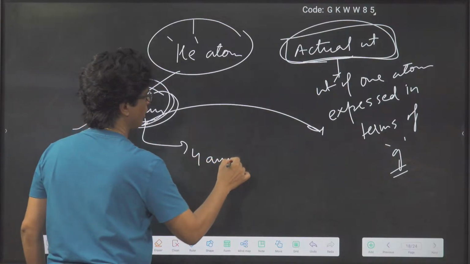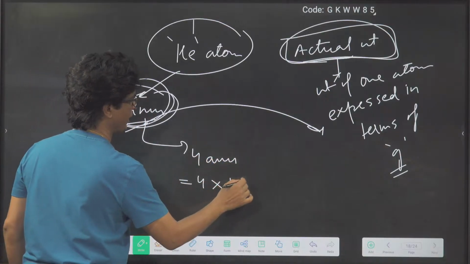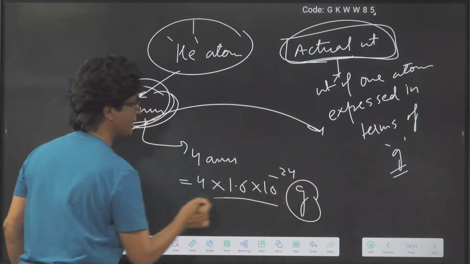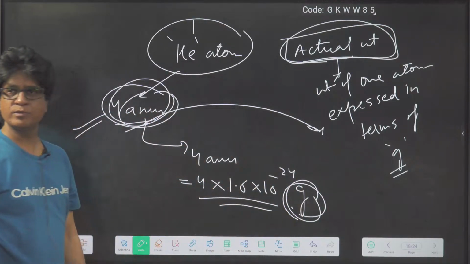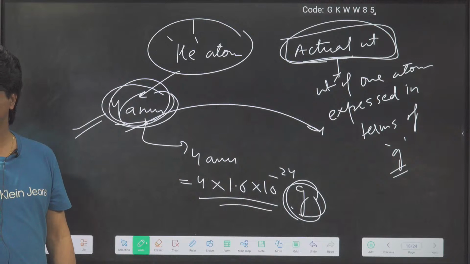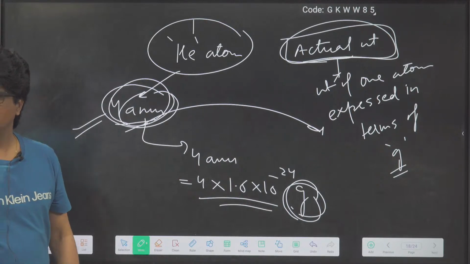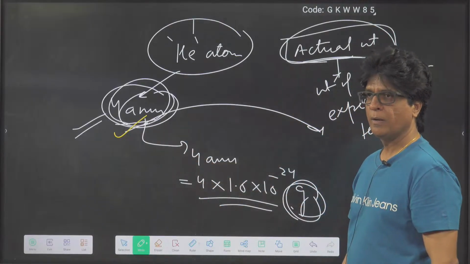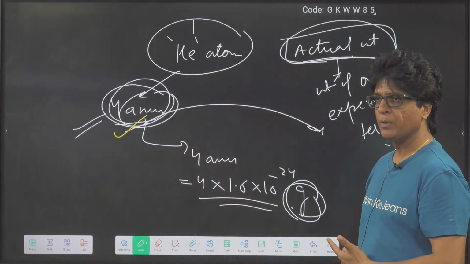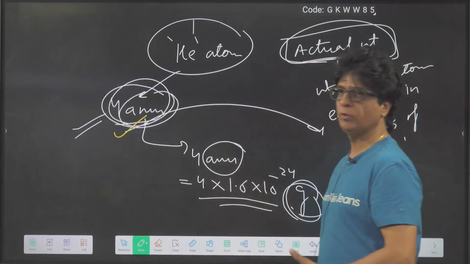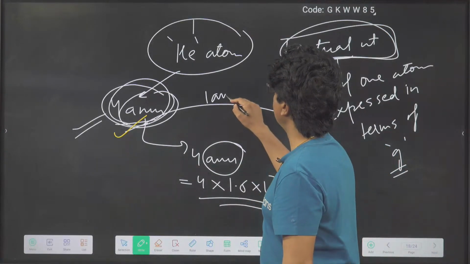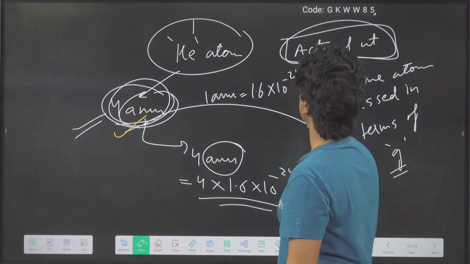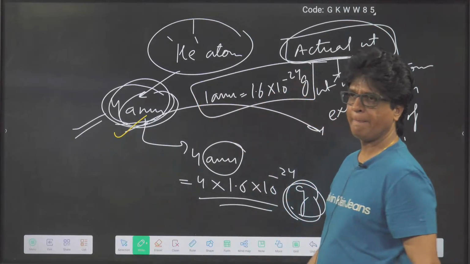4 AMU will be equal to what? 4 into 1.6 into 10 to the power of minus 24 gram. I have to write this answer in terms of gram, not in terms of AMU. Is that clear now? That is a correct answer, but in terms of what? AMU. They are looking for what? Gram. So you have to convert AMU into gram, and 1 AMU is 1.6 into 10 to the power of minus 24 gram. Is that clear?